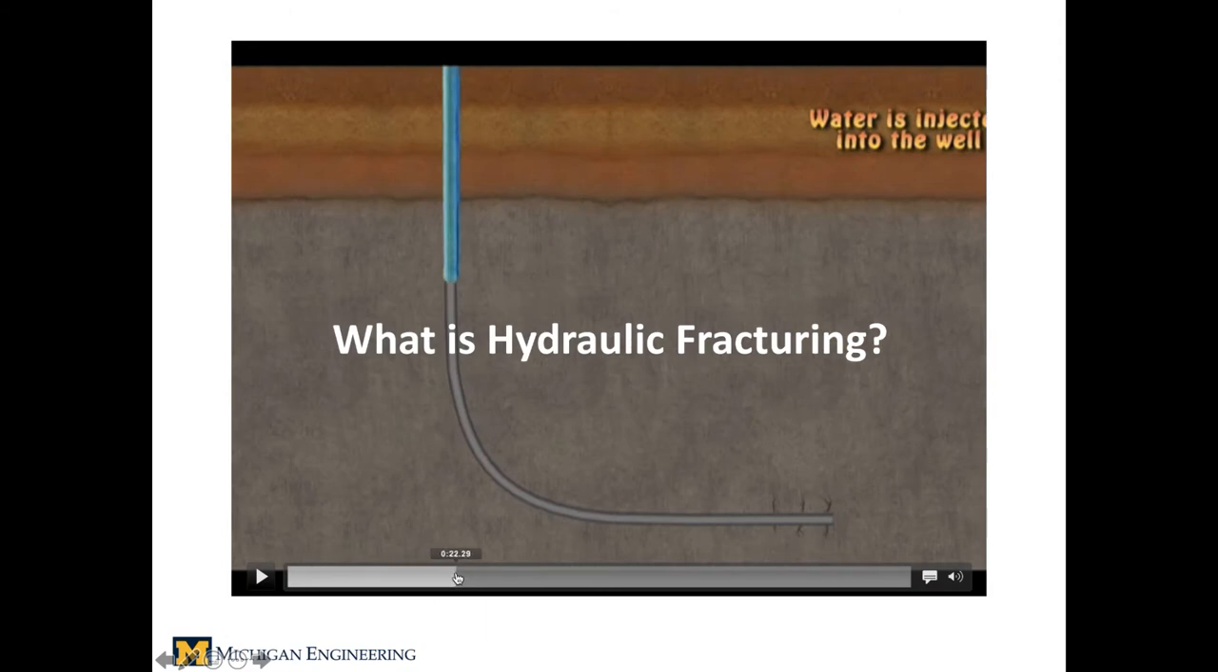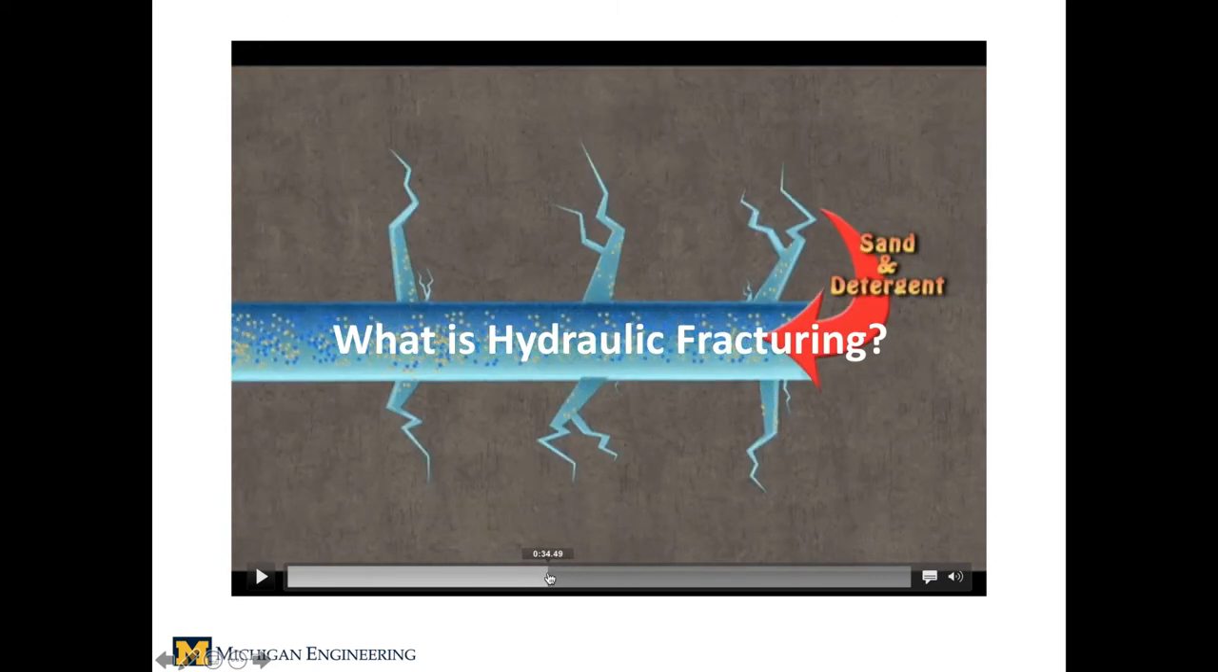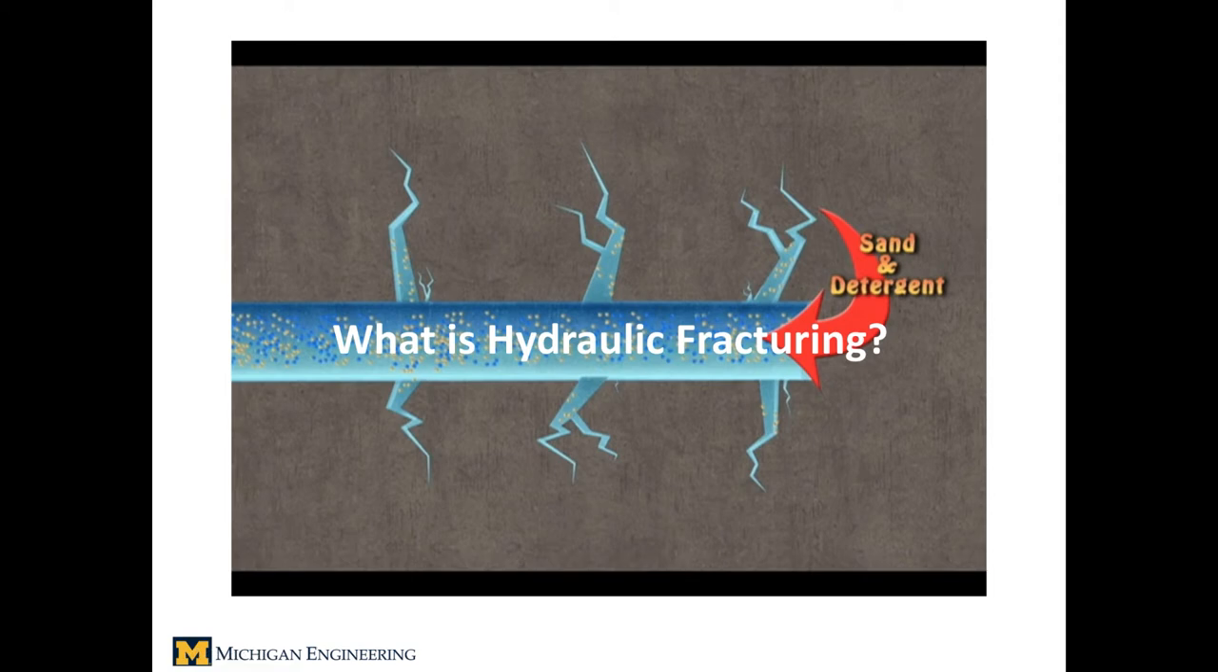Then what engineers do is they send water mixed with sand and chemicals into the subsurface. The sand here are all the small little circular balls that look kind of yellowish or blue on my screen. And there's also what's referred to here as detergent or chemicals. That's designed so that you reduce the potential for bacteria and fungi and other things to damage the infrastructure.